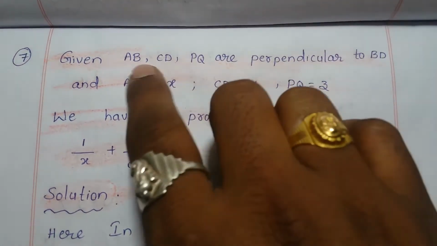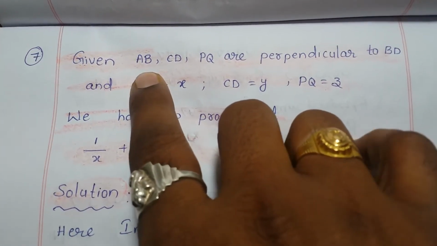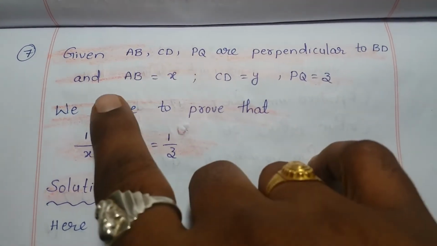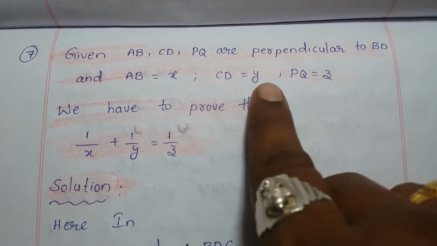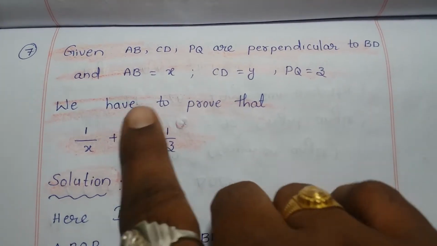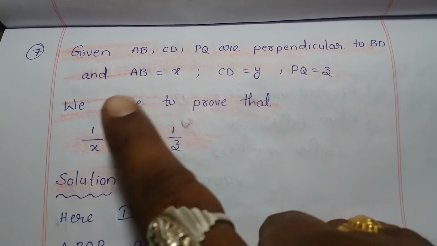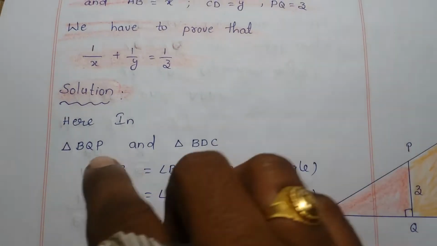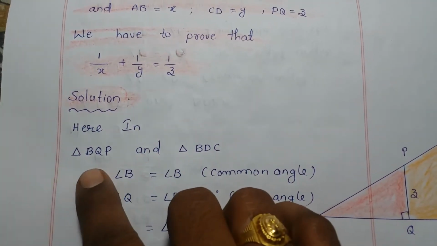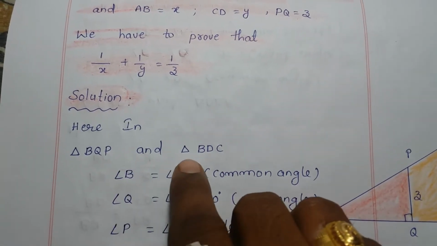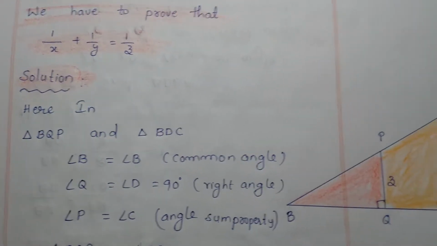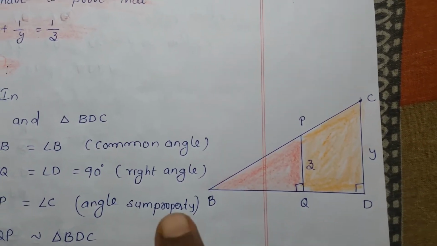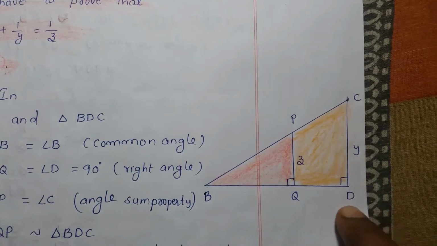So first we write the given statement. Given AB, CD, PQ are perpendicular to BD and AB equal to X, CD equal to Y, PQ equal to Z. We have to prove that 1 by X plus 1 by Y equal to 1 by Z. Solution. So here in triangle BQP and triangle BDC, first we are drawing one part of the diagram. So that is we are drawing the BDC diagram.